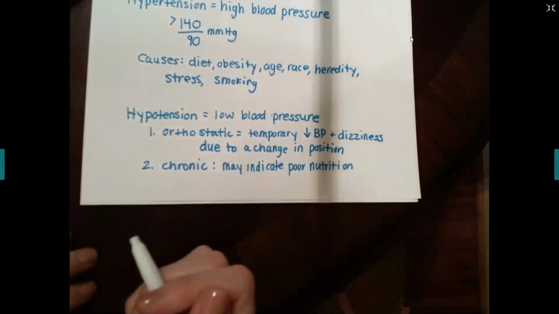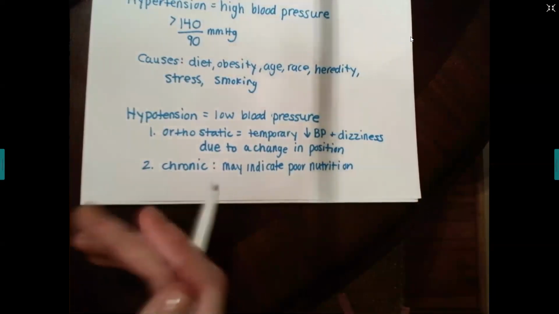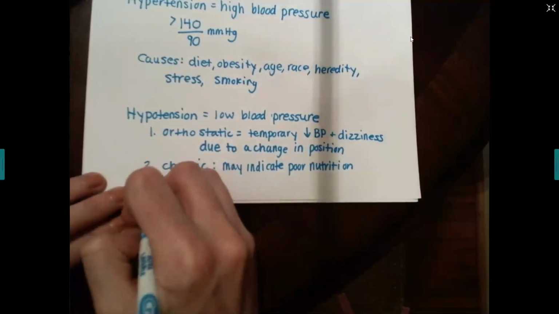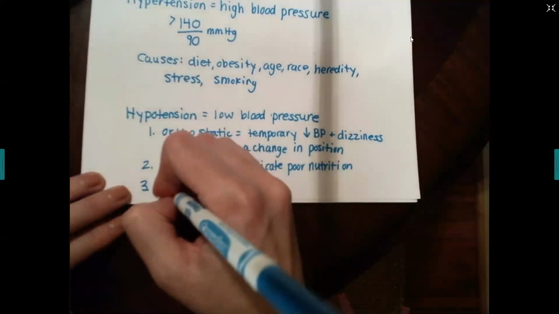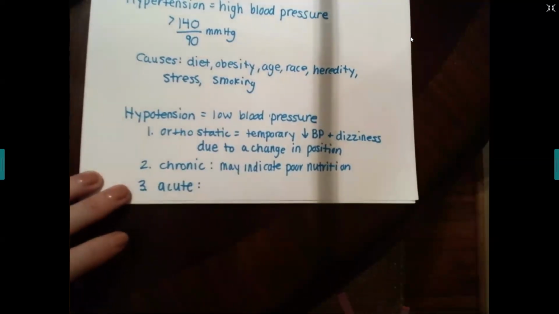Okay, and that can change something called blood viscosity, which is the thickness and stickiness of your blood. And if you show signs of chronic low blood pressure, even anemia can be another sign of this. It may mean that you just don't have a proper diet, or you may need to change some of your nutritional needs to get that blood pressure back up to a normal range. And the last one is acute. And acute and chronic are opposites of one another.